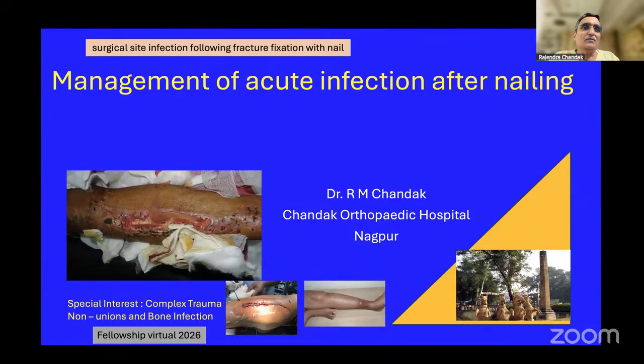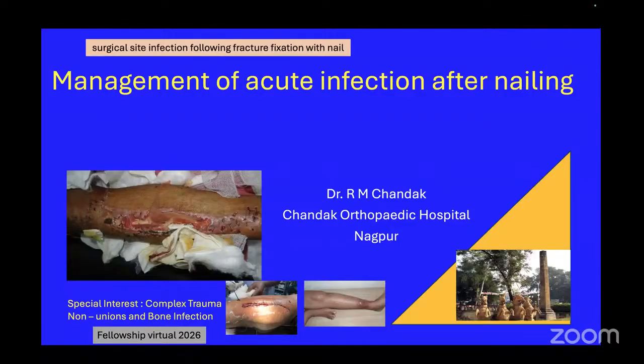I'll be speaking on surgical site infection following a fracture fixation. Most commonly nowadays we would do with the nail, but infection can also happen with the plate, and usually the principles involved are almost similar in management.